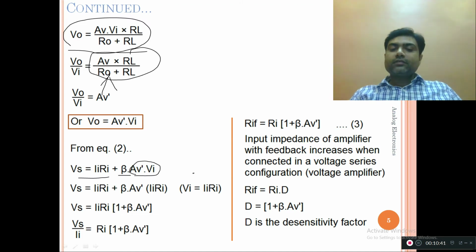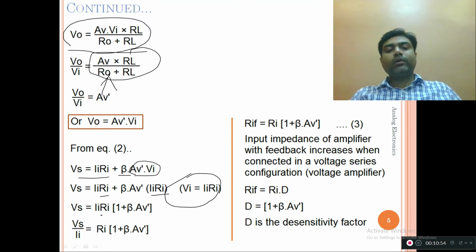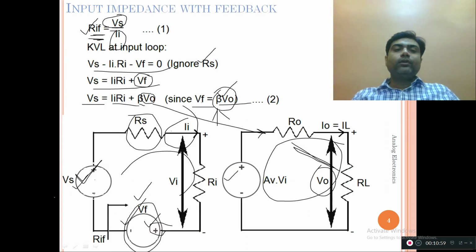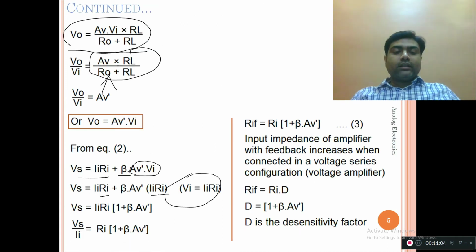And what is Vi? Vi is nothing but Ii into Ri. So this equation again becomes, we have replaced the value of Vi, and Ii into Ri is common here, so we are taking the common out. And since we know from equation number 1 that we have to find out Vs upon Ii, I should be finding out the value of Vs upon Ii. So Vs upon Ii gives me the value of Ri into 1 plus beta AV dash.